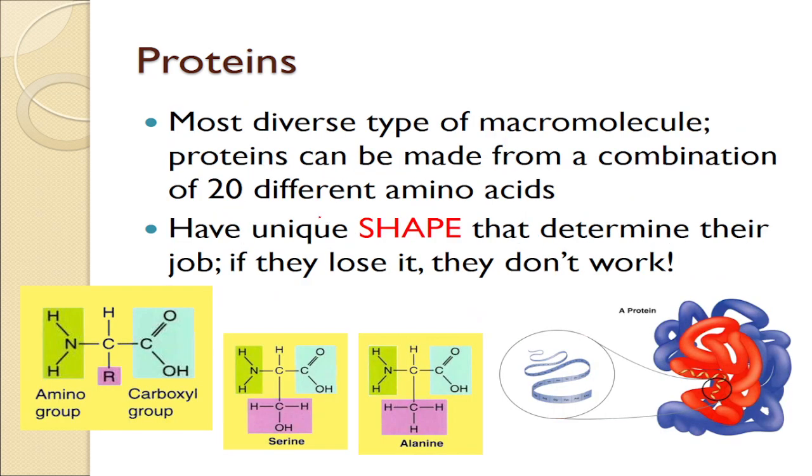So proteins are the most diverse type of macromolecules, meaning to say there are a lot of different proteins, so many variations. It is said that proteins can be made from a combination of 20 different amino acids. These amino acids are very important when we are studying protein synthesis, because amino acids are the building blocks of proteins. They have a unique shape that determines their job. If they lose it, they don't work.